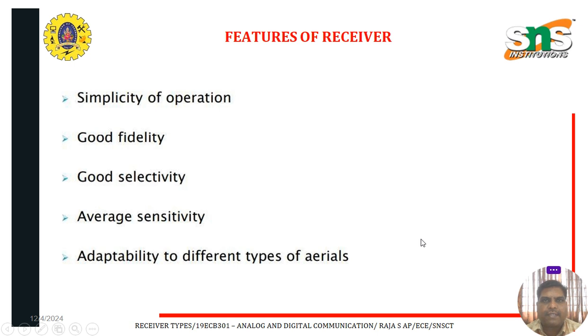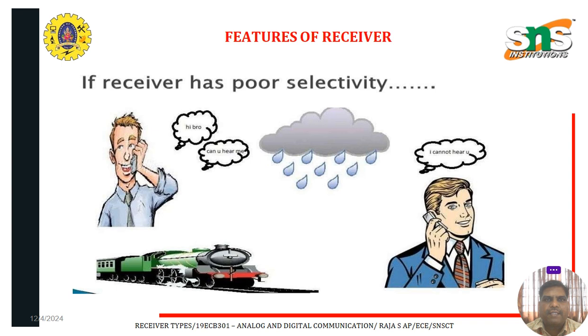The main features of receivers are simplicity of operation, good fidelity, good selectivity, average sensitivity, and adaptability to different types of aerials. Imagine if a receiver has poor selectivity. If you see this figure, the sender will send the message "Hi bro, can you hear me?" But due to poor selectivity, the receiver cannot hear the voice. This can be caused by cloudy or rainy seasons, or sometimes moving objects in between the sender and the receiver. So this will cause some bad effects in wireless communications.